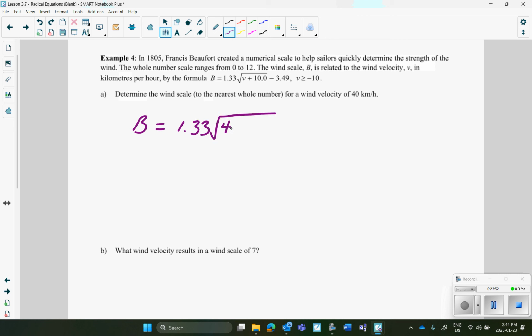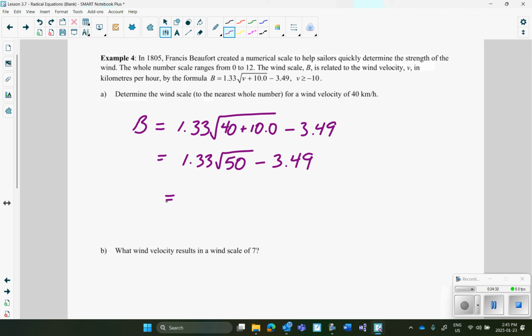We just plug it in. And then you have to know how to use your calculator. In this case, we're going to be using our calculator. So what would you do first? Okay, so inside the square root is 50. Actually, you could do this all in one step. Do the square root of 50 times 1.33, subtract 3.49, and round that to the nearest whole number.